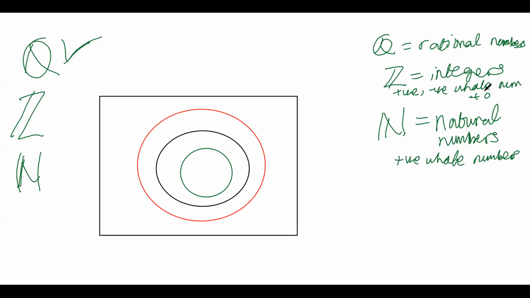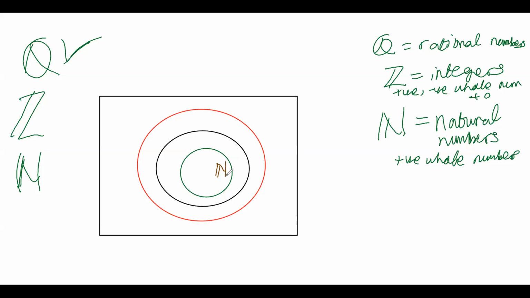So if you look at it, which of these sets, the green, the red, or the black, which one is the smallest in the Venn diagram? The green one. The green one is the smallest. Which of these Q, Z, or N is the smallest? N. N is the smallest. So this is definitely your natural numbers.